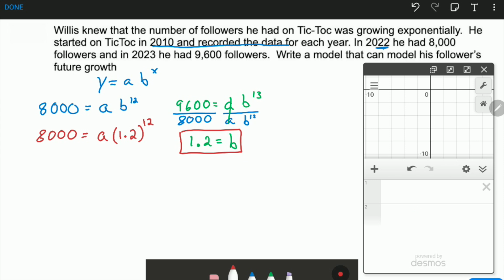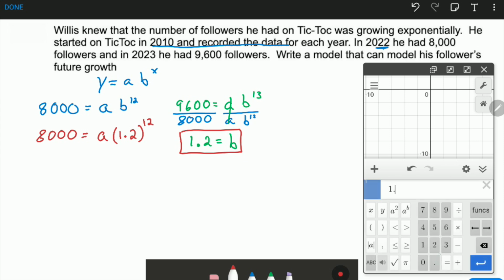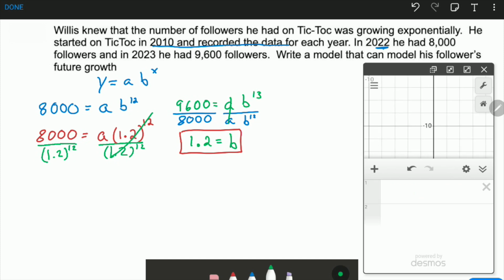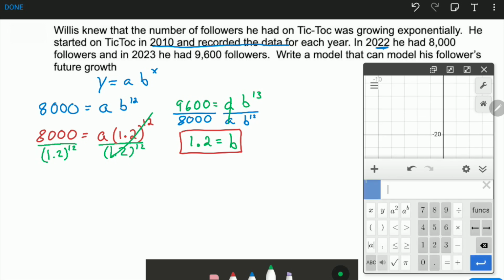1.2 to the power of 12, I don't think that's going to be a pretty number. And not a pretty number. So I'm just going to go ahead and divide it as is. I will divide by 1.2 to the power of 12 on both sides. They'll cancel out on the right side. And then I'll just type 8,000 divided by 1.2 to the power of 12, which will be a little bit nicer in the long run.